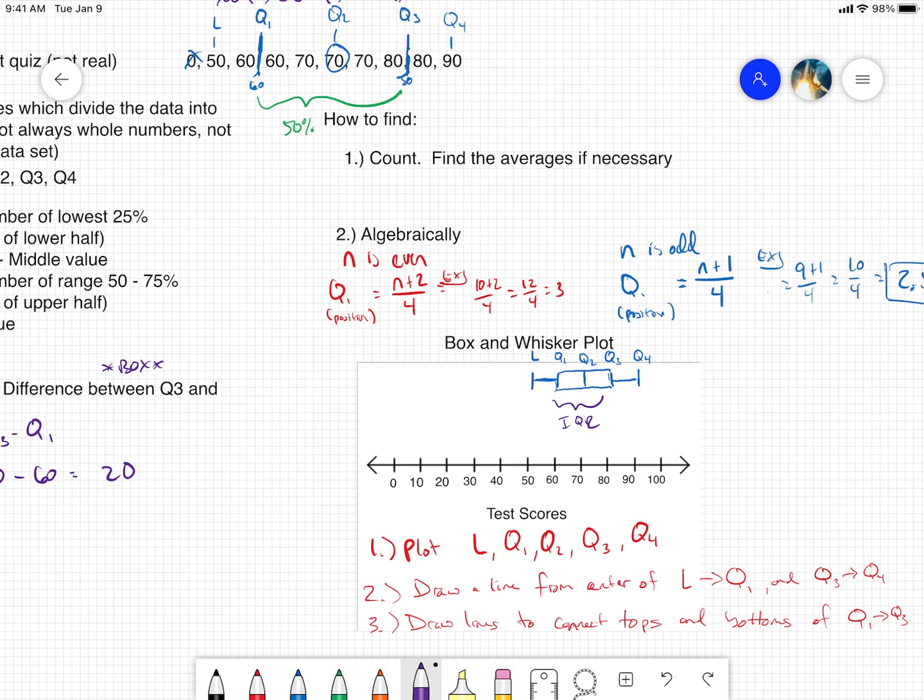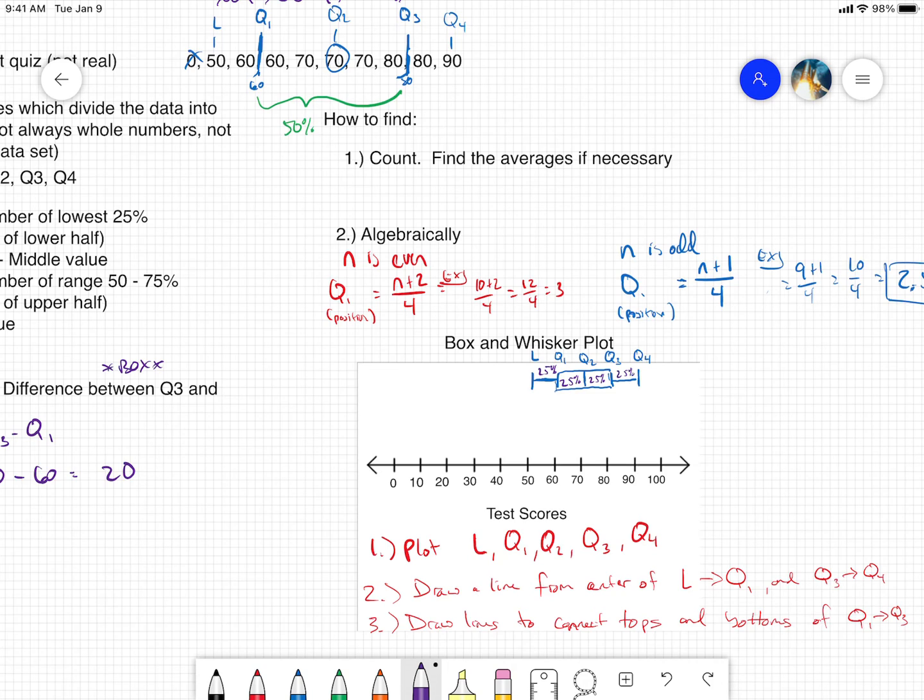Okay? So the nice thing about this, right, is again, this tells us that this whisker contains 25% of our data. This one little box over here contains 25% of our data. This other little box contains 25% of our data. And this last whisker contains 25% of our data. Okay? And that's how box and whisker plots can help us.